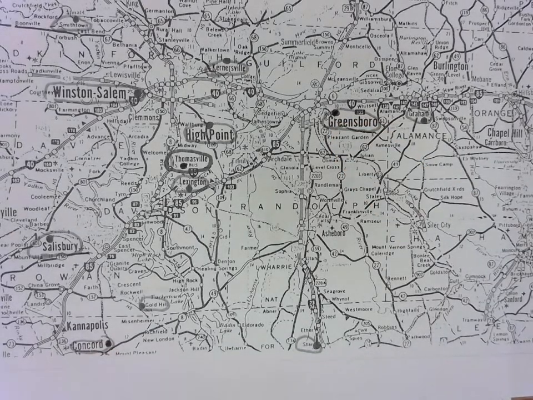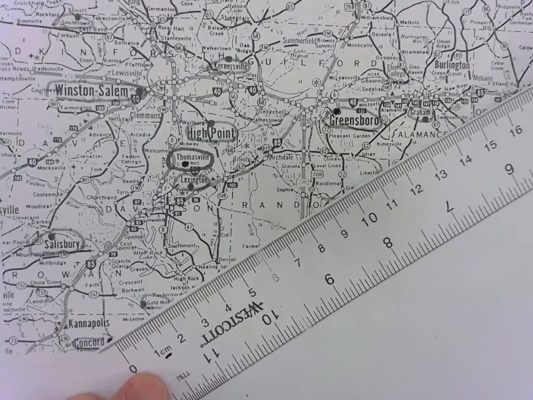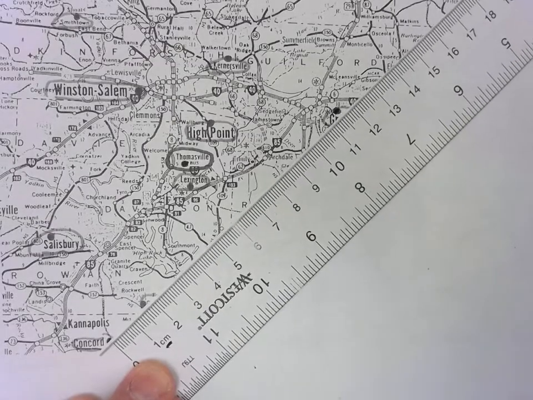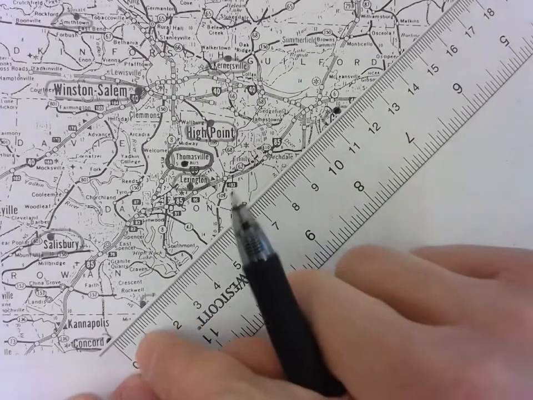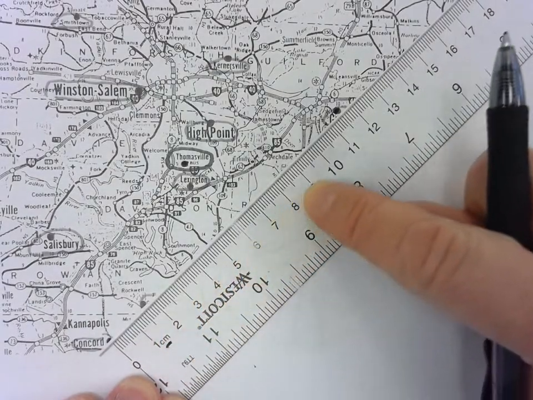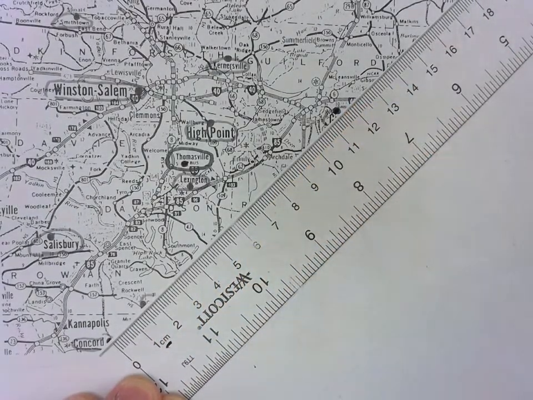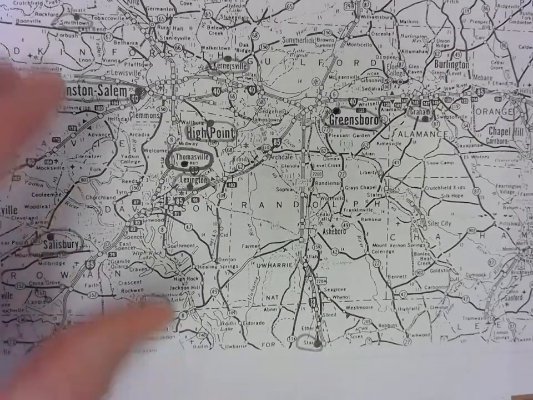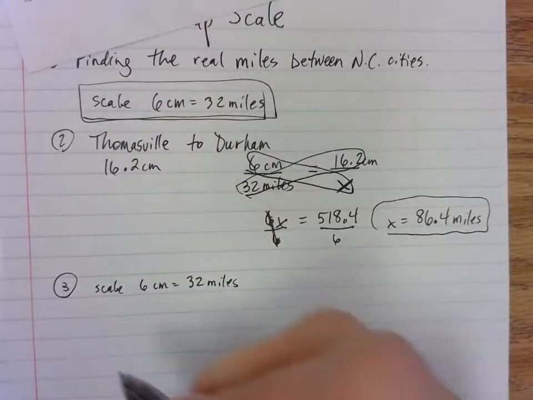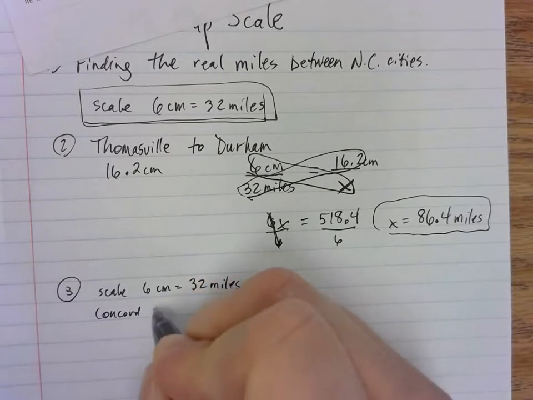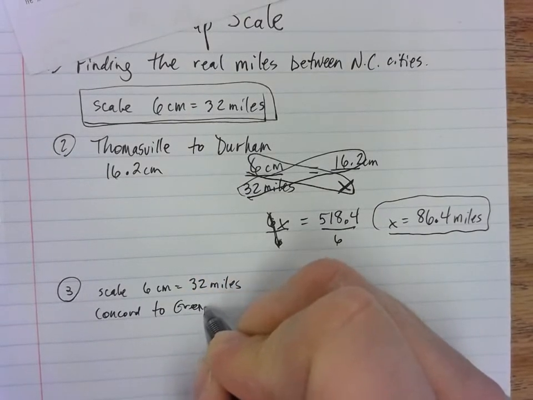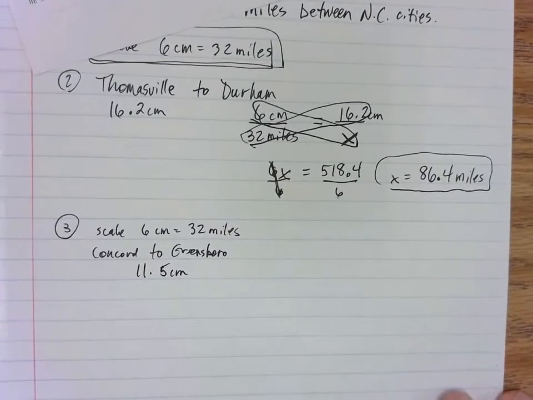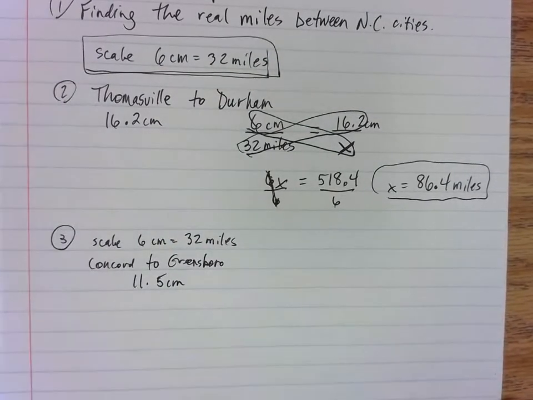Okay, so let me get my little ruler back out. Y'all should have one of these. So Concord to Greensboro, line it up right there in the middle of that dot. And that looks like 11.5 actually. So that's 1, 2, 3, 4, 5, 6, 7, 8, 9, 10, 11, 11.5 centimeters on the dot. You can see it right there. So our measurement between Concord and Greensboro was 11.5 centimeters.